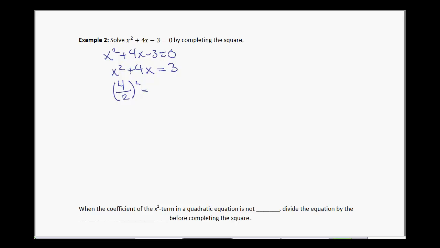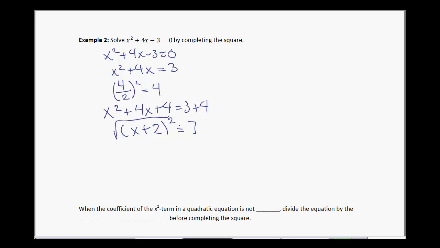and we get 4 divided by 2 is 2, 2 squared is 4. Adding it to both sides of the equation, we get x squared plus 4x plus 4 equals 3 plus 4. This equation factors to a perfect square of x plus 2 all squared equaling 3 plus 4, which is 7.